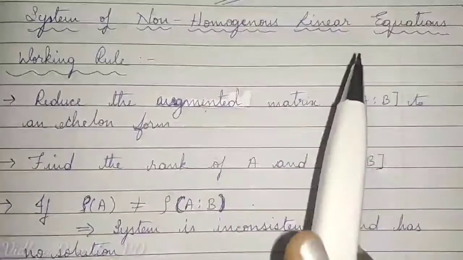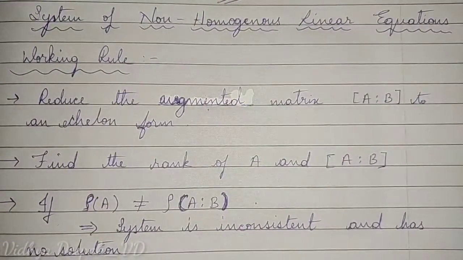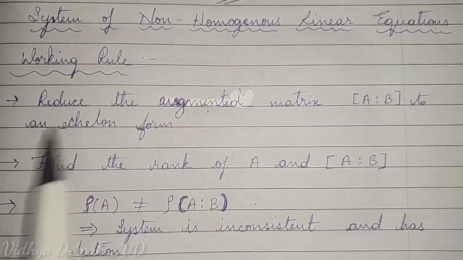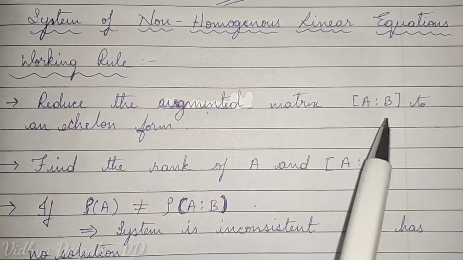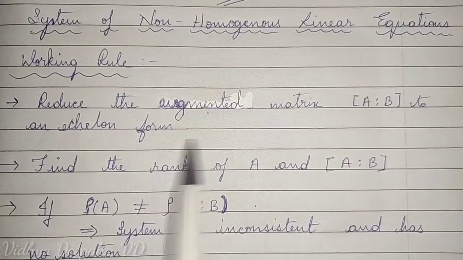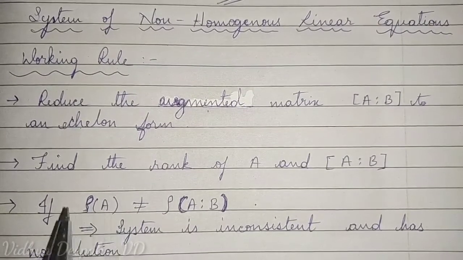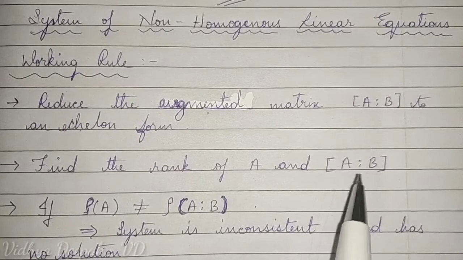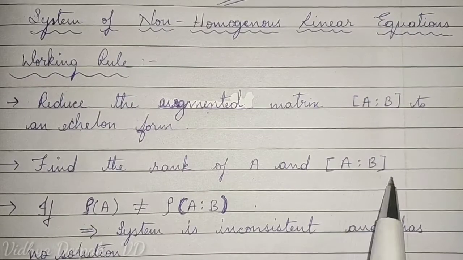Homogeneous linear equations. So let's see the working principle. Reduce the augmented matrix AB to an echelon form. We'll see with an example what an augmented matrix is. Find the rank of A and the augmented matrix AB.